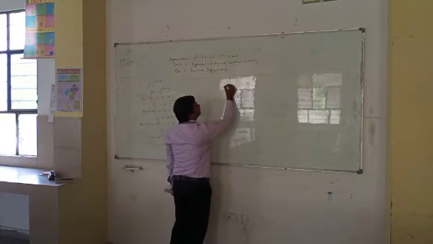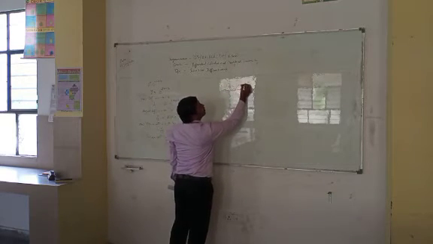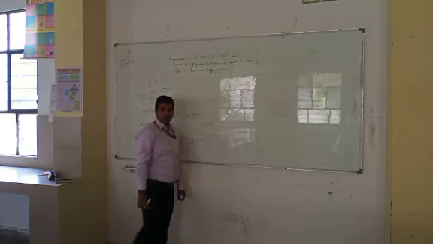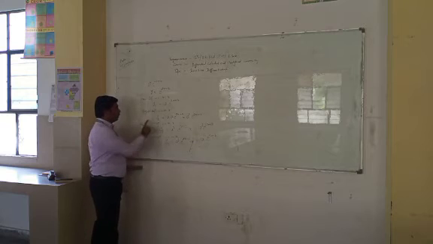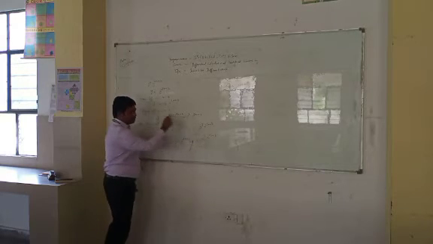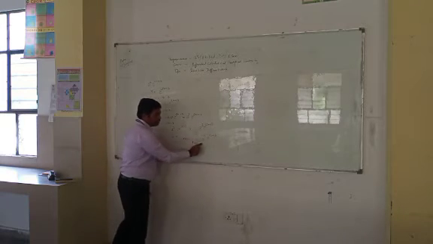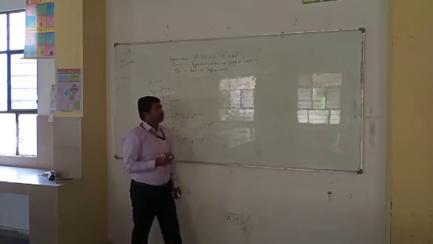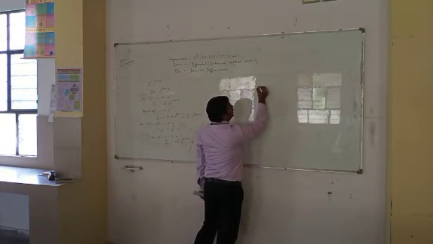So d to the power n of e to the power ax plus b is equal to. Now notice y1 contains only a, y2 contains a square, y3 contains a cube and y4 contains a to the power 4. So the nth derivative contains a to the power n.